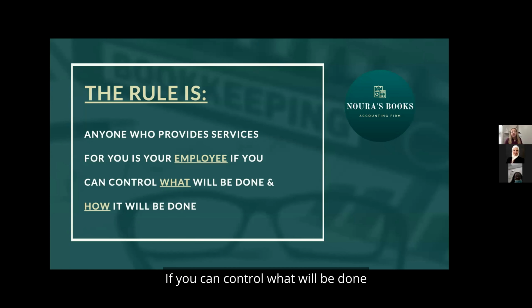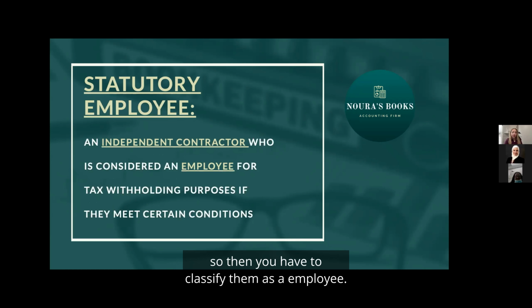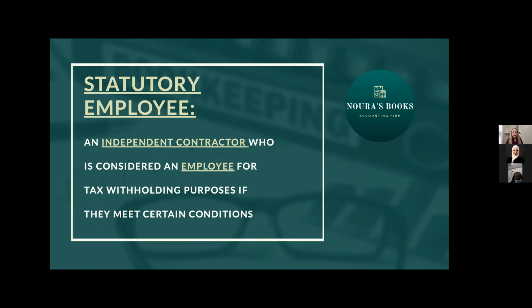If you can control what will be done and how it will be done, like you control the outcome and you want them to do it a certain way, you don't let them do it their way, then you have to classify them as an employee. There are certain factors that help you determine who's an independent contractor and who's an employee.